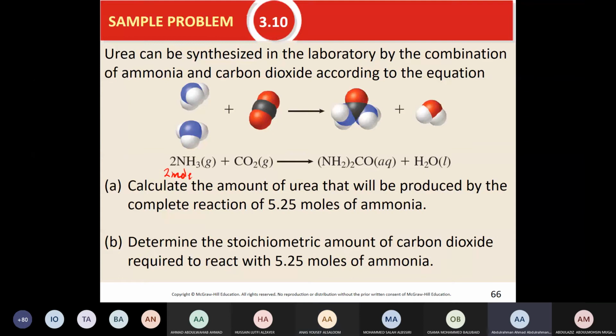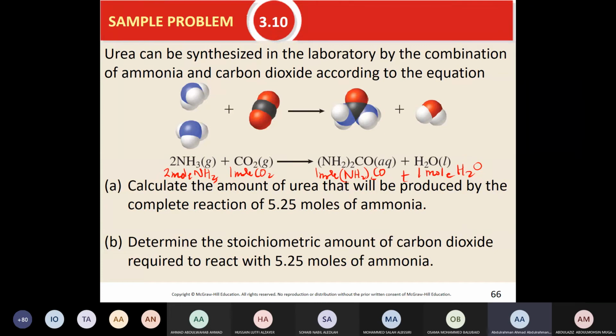How many moles? 2 moles. 2 moles NH3 needs what? 1 mole CO2, to give you 1 mole NH2 twice CO plus 1 mole water. 1 mole for 1 mole water. I know this. Let's solve these questions very easily.